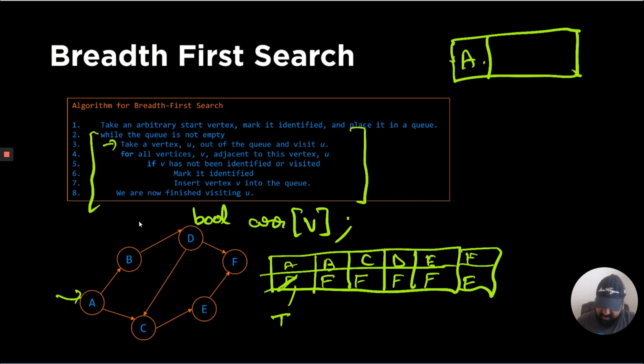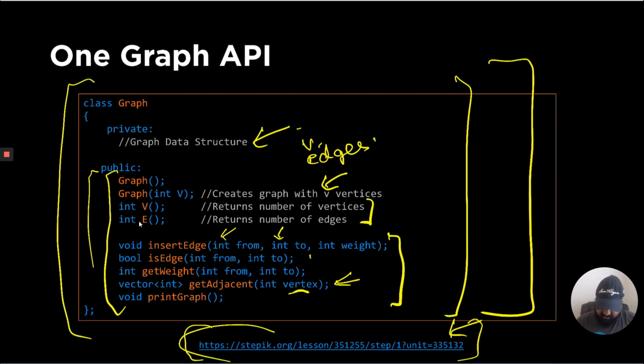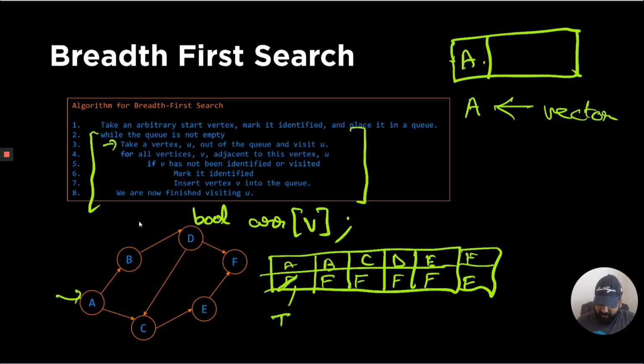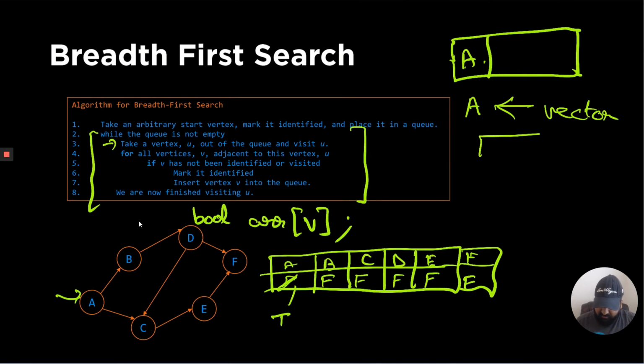Next, we are going to see what the adjacent values of A are. This is the exact same question that we were asking in our graph implementation: what are the values that are adjacent to A. This is going to return a vector, and you might have a function that does this. In our API, we had something like get adjacent, right? So you're just calling that get adjacent method. This will return the neighbors of A, which are B and C.